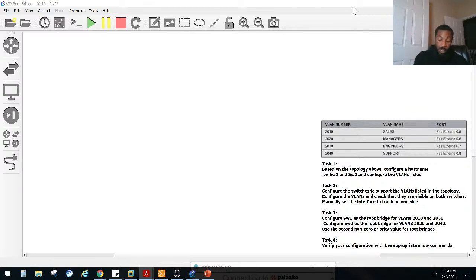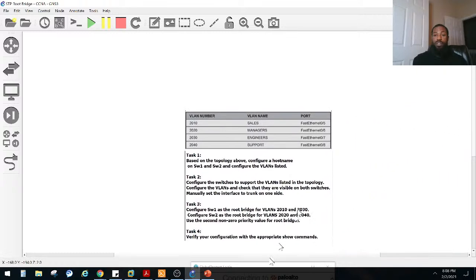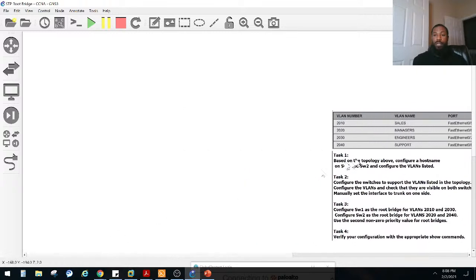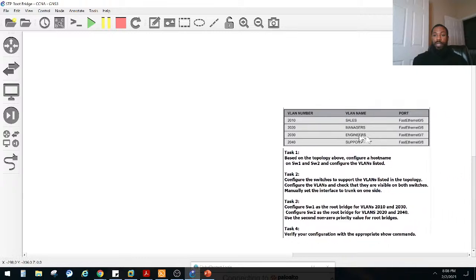Now, this topology only calls for 2 switches. So if y'all want to go ahead and drag some switches on here to do that, let me move these guys over.